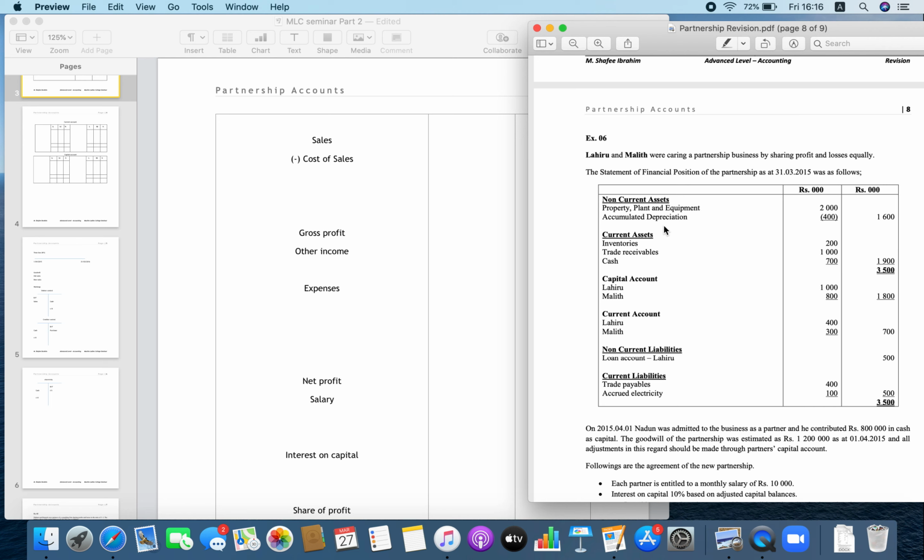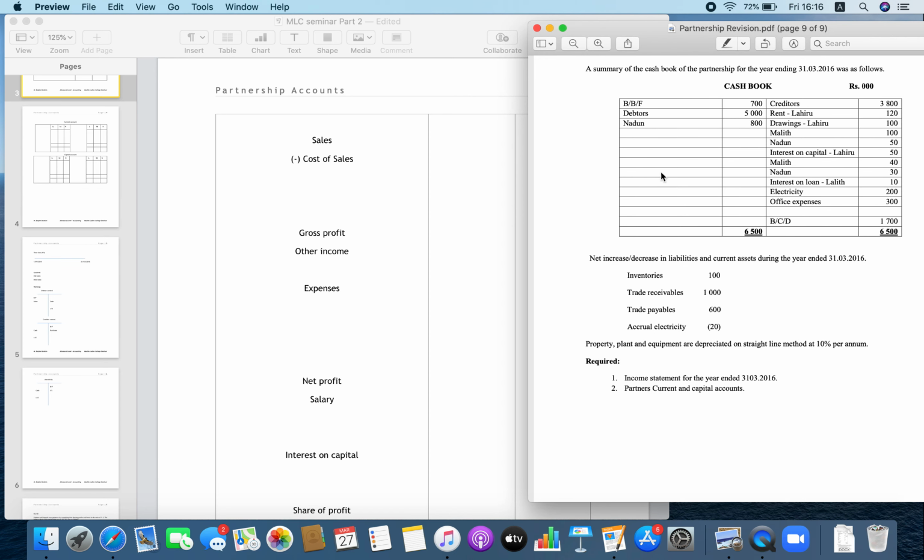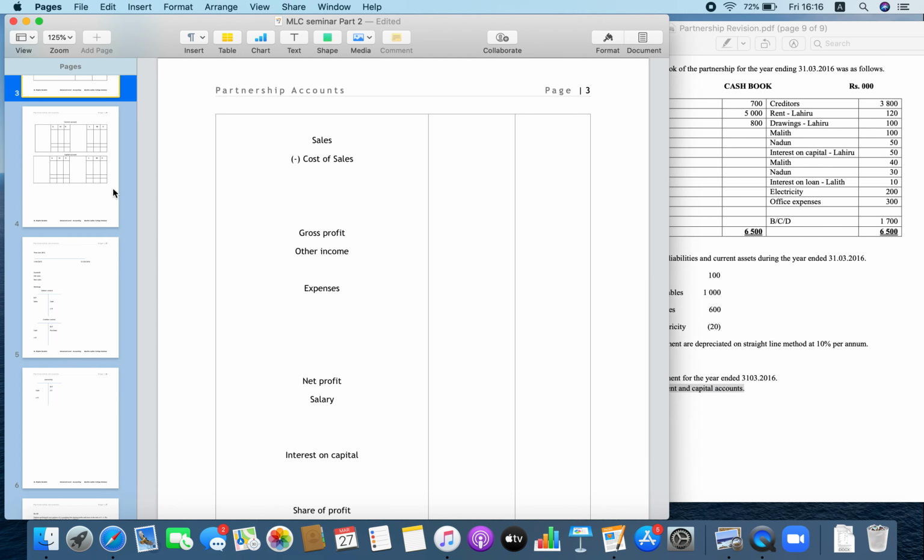So number 1, question number 6. Remember, these are past papers. This is a model question from a leading school. As always, go to the requirement: income statement for the year ended 31st of March 2016. Here we have the income statement on the screen, and also the partners' capital account and current account. That also we have done.